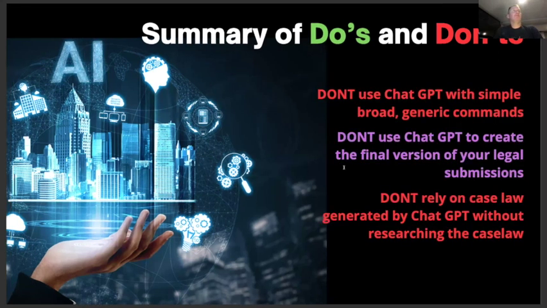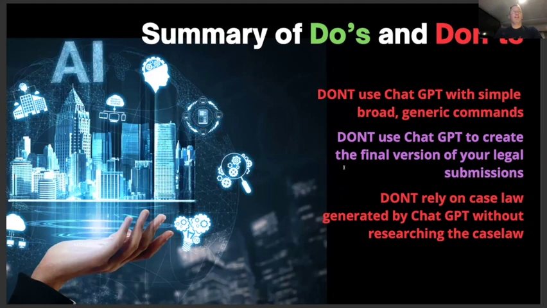So to counter that, the don'ts. So don't use ChatGPT with simple, broad, generic commands, or it will give you broad, generic answers that may not be beneficial to your case. Don't use ChatGPT to create the final version of your legal submissions. And we touched on that a little bit on the last slide.